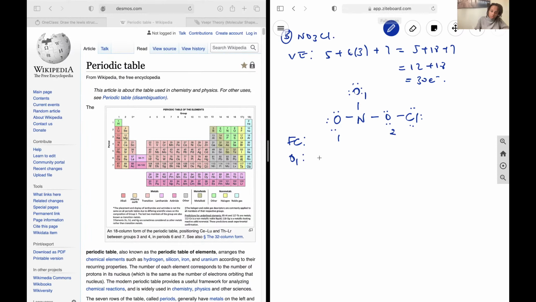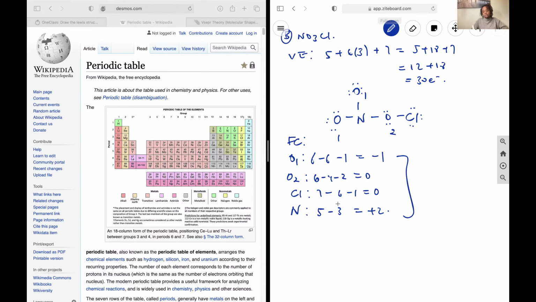So on the first oxygens, it'll be 6 minus 6 minus 1. And so that's going to give us a -1. On the second oxygen, it's going to be 6 minus 4 minus 2, yielding 0. On the chlorine, it is going to be 7 minus 6 minus 1, yielding 0. And lastly, on our nitrogen, it is going to be 5 minus 3, yielding +2.